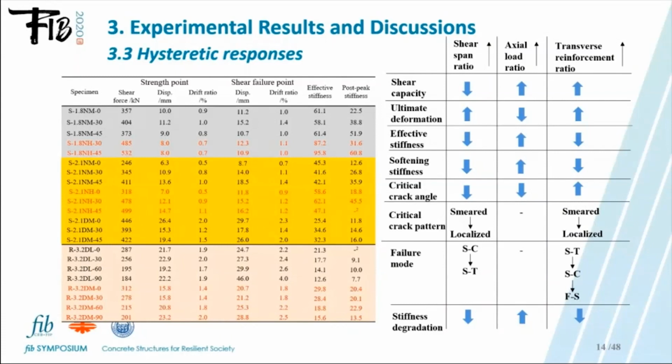Columns with high axial load and small length to depth ratio tended to have higher shear strength and brittle deformation behavior. Shear capacity and the ultimate displacement capacity of RC columns will dramatically increase with the increasing number of transverse reinforcements. The ultimate deformation of the specimens with more transverse reinforcement was on average higher, and the strength degradation stiffness was lower.